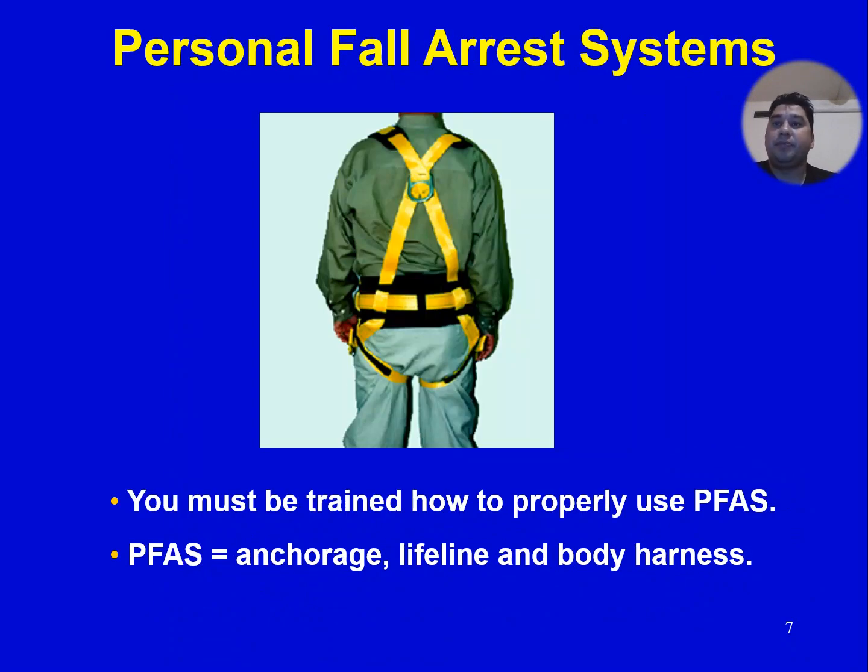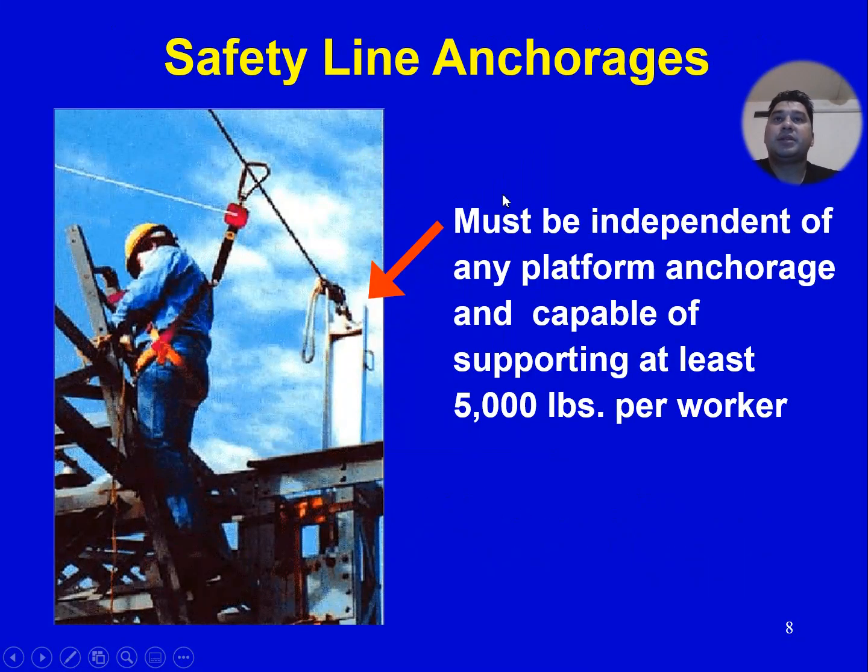Personal fall arrest system. You must be trained how to properly use a personal fall arrest system. If you don't know how to use it, do not work at height. A personal fall arrest system includes anchorage, lifeline, and body harness. Safety line anchorages must be independent of any platform anchorage and capable of supporting at least 500 lbs per worker. So this anchorage should be able to support 500 lbs.